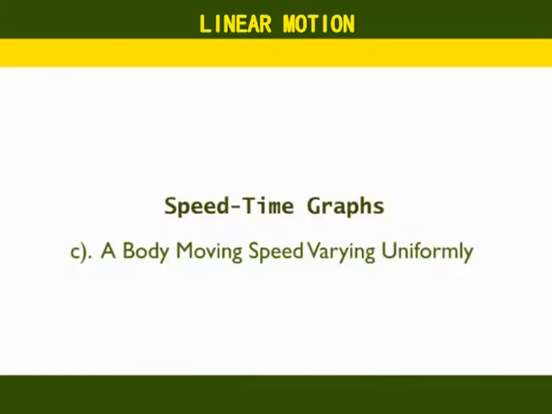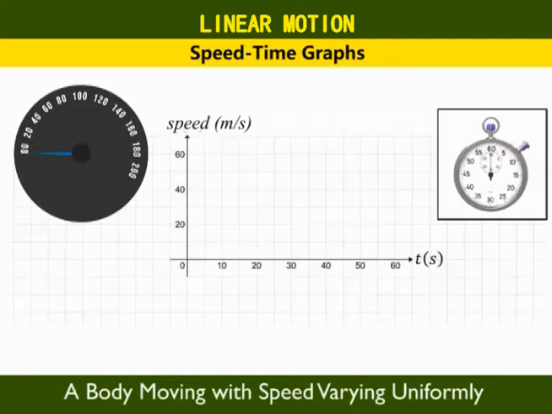And the third case, a body moving with speed varying uniformly. This means the speed increases or decreases as time goes by. For example, a car starting from rest and speeding away. At time t = 0 seconds, the speed is 0 meters per second. After 10 seconds, the speed is 20 meters per second. After another 10 seconds, the speed is 40 meters per second. And after another 10 seconds, the speed is 60 meters per second. So the graph is an inclined straight line through the origin.